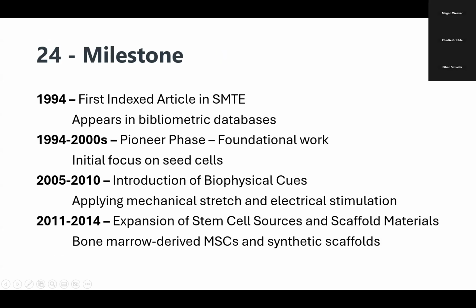And lastly, we want to take an overview of the milestones that this field has experienced from the past to the present, and even what we continue to do, to give a general overview of where we're at and some important things we would like you to take home with this presentation. So first, in 1994, we begin with the first index publication in skeletal muscle tissue engineering. This marked the start of a very slow phase.